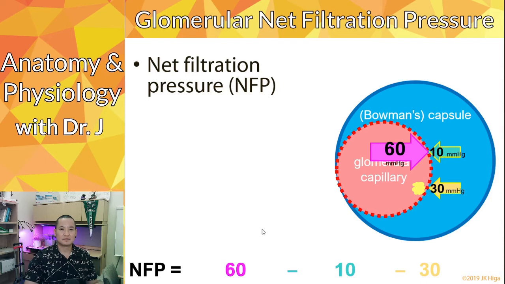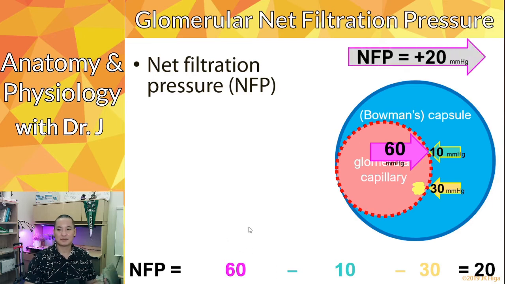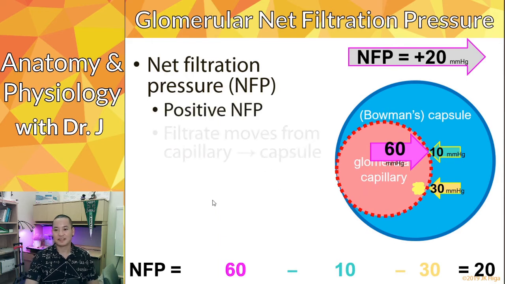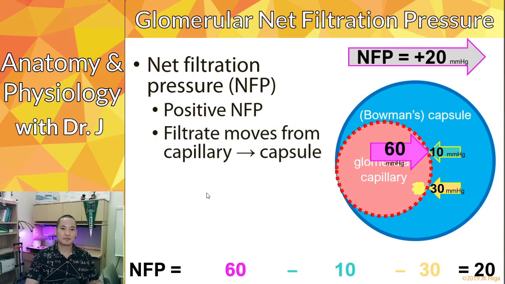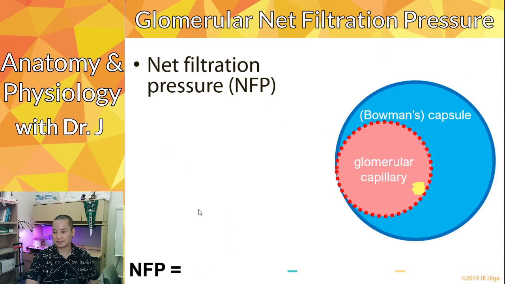So what do we do? Just subtract these numbers. So 60 minus 10 is 50. 50 minus 30 is 20, right? So 20 is our net filtration pressure, and more specifically, positive 20. So what we have is an overall pressure of 20 millimeters mercury moving fluid from the capillaries into the surrounding capsule. Yep, and someone got the correct calculation. So positive NFP. So now the filtrate is moving from the capillary, that glomerulus, into the surrounding capsule.